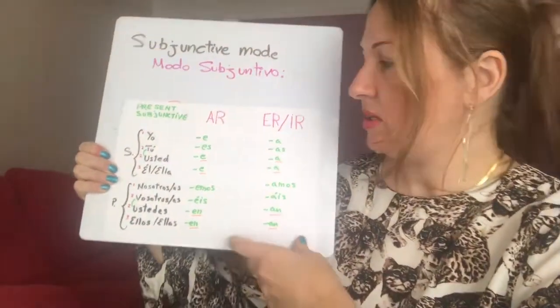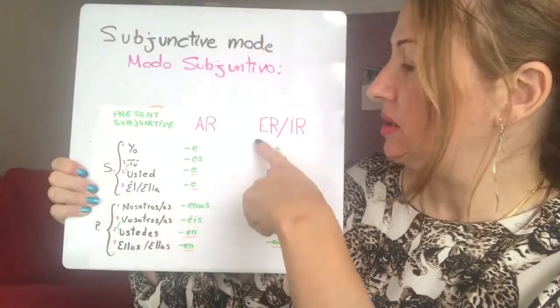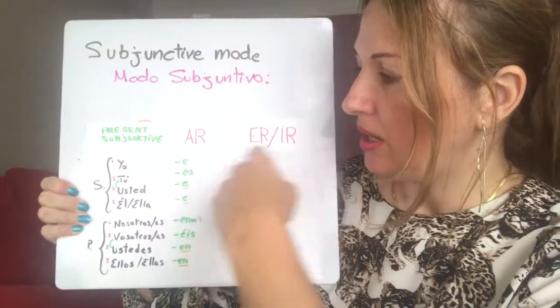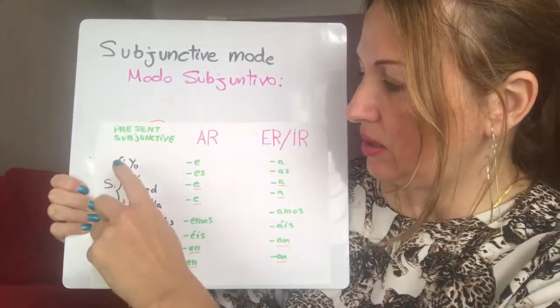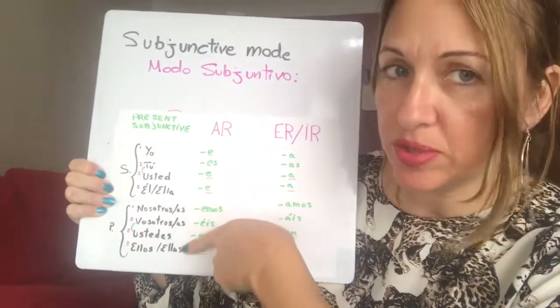Hello, I'm now going to cover the present tense in the subjunctive mode, and I have written the endings for this tense. They're here. Hope you can see. Okay, we've got the three conjugations: ar, er and ir, and here the personal pronouns divided in two groups.